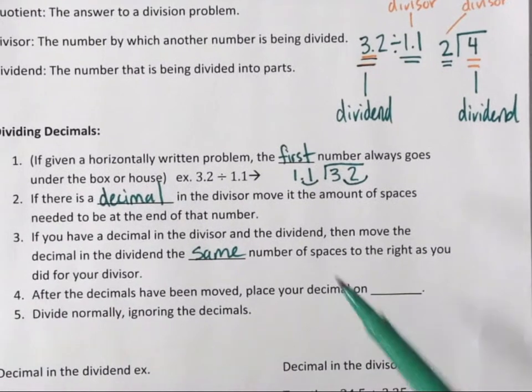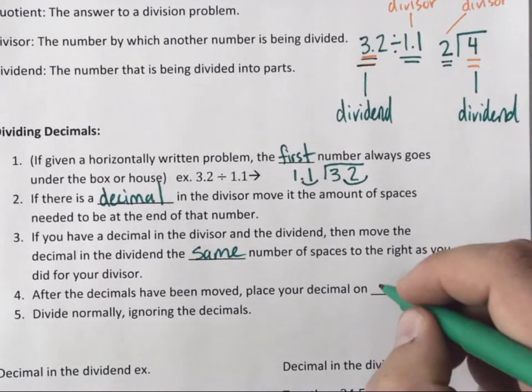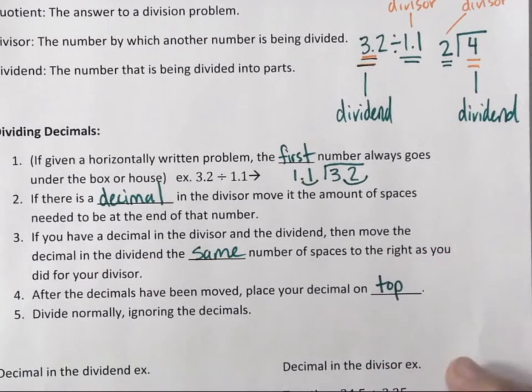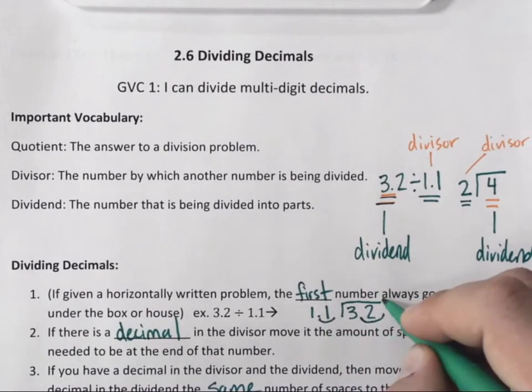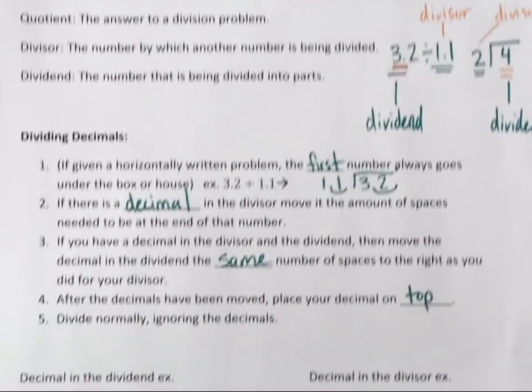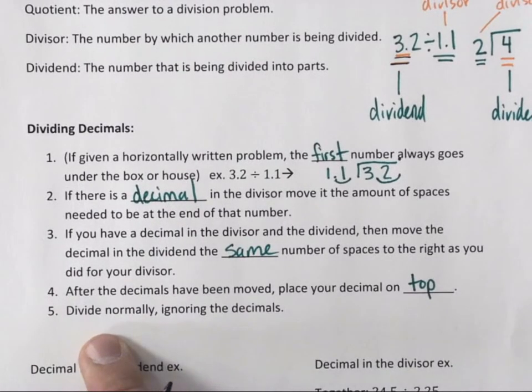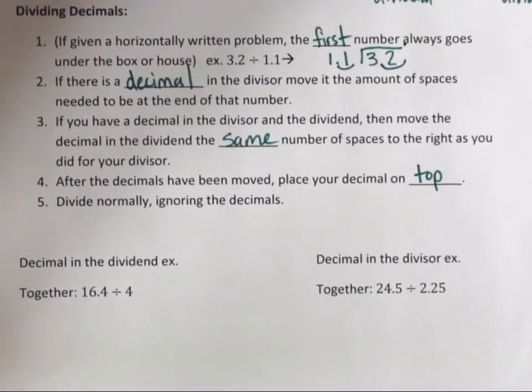Number 4, after the decimal has been moved, then place your decimal on top. Once we have moved our decimal in both the divisor and the dividend, you place your decimal directly above in your answer. And the very last step says divide normally, ignoring the decimal.